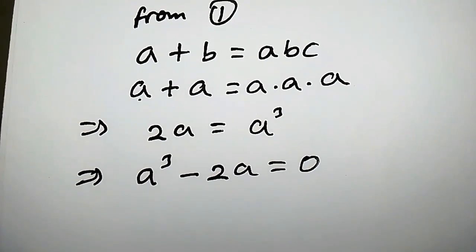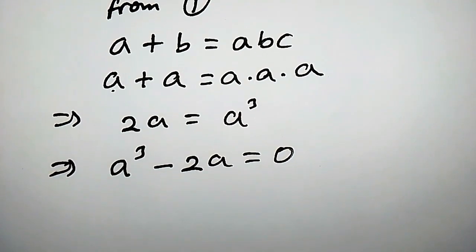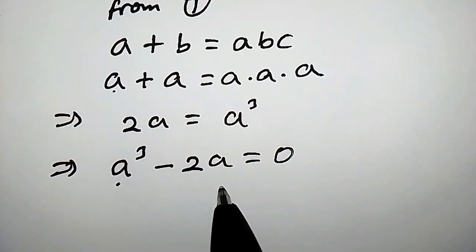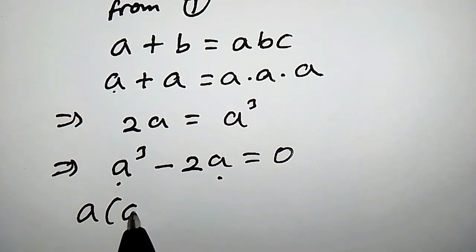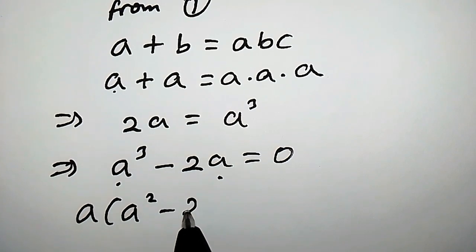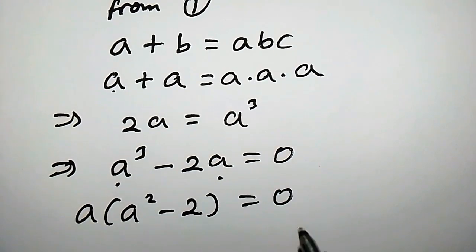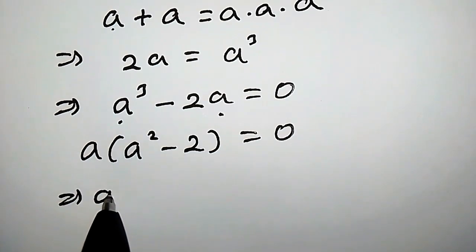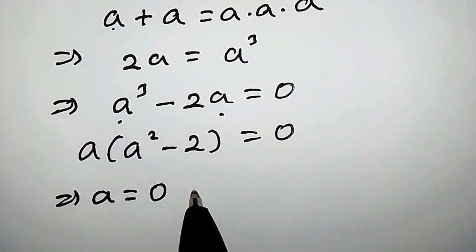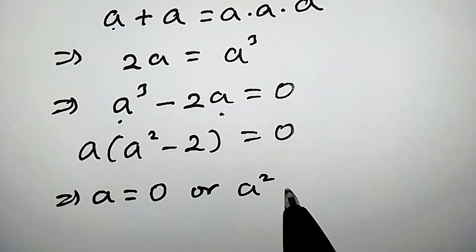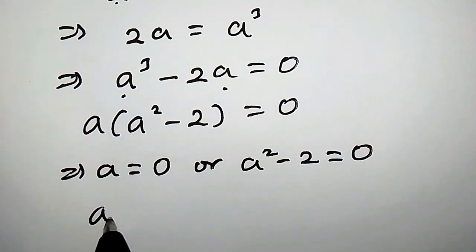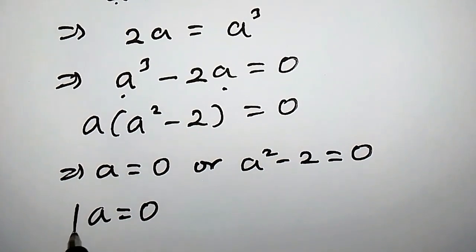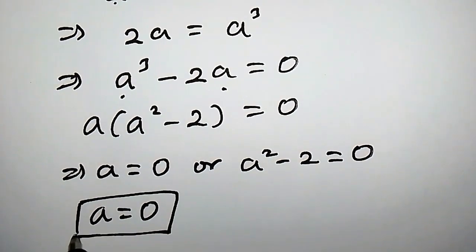Let's continue. What do you notice here? You will notice that A is common. We can factor it out. So we have A into A squared minus 2 equal to 0. This means that A is either equal to 0 or A squared minus 2 is equal to 0. Clearly, A equal to 0 is one solution.